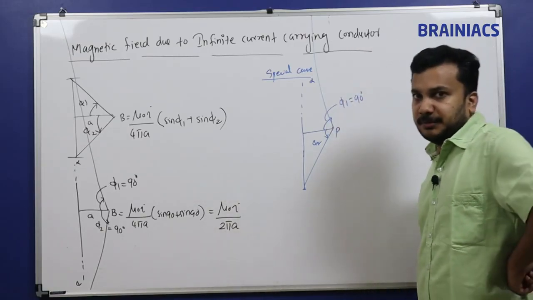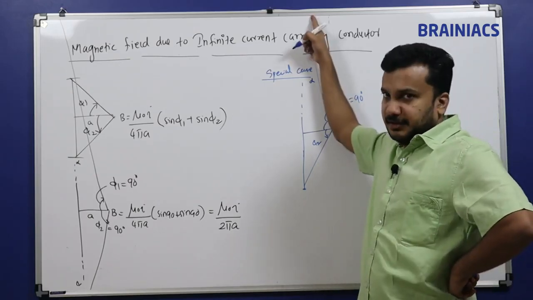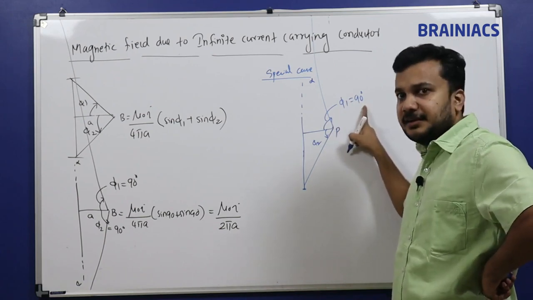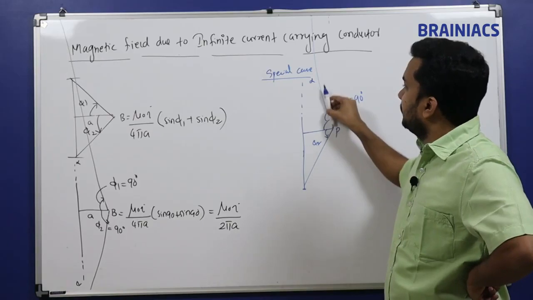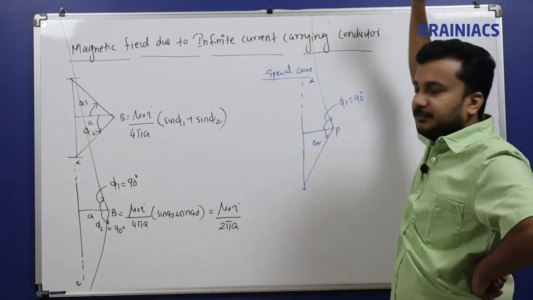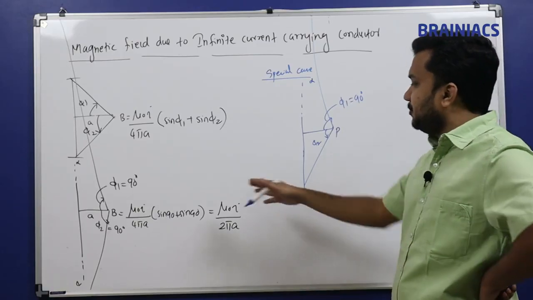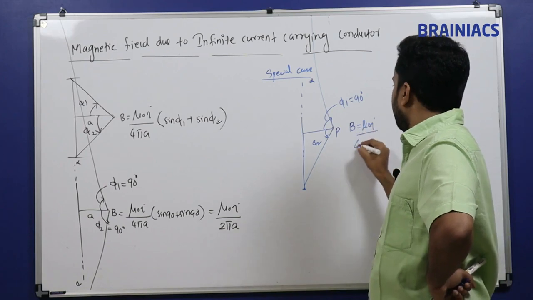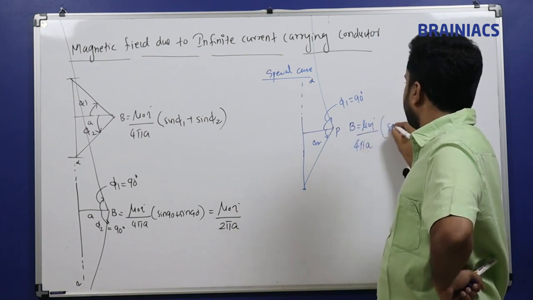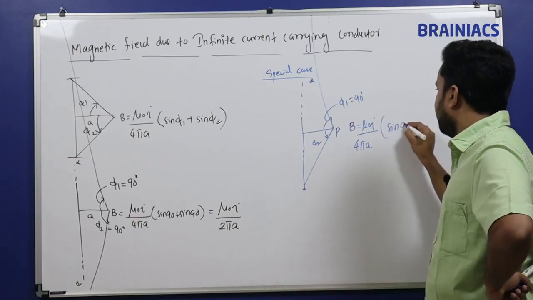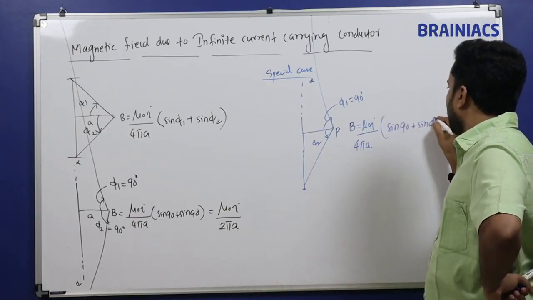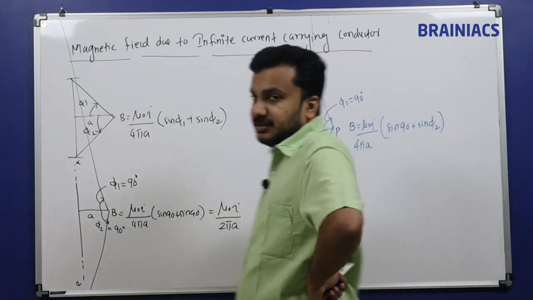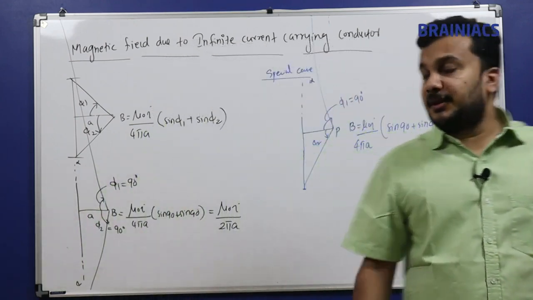The point you have to remember: wherever it is going to infinity, that particular angle you have to take as 90 degrees because it will never end. So where it will end, we don't know. So phi 1 is equal to 90. If you substitute in the formula, B is equal to mu 0 I divided by 4 pi A into sine of phi 1, that is sine 90, plus sine of phi 2.